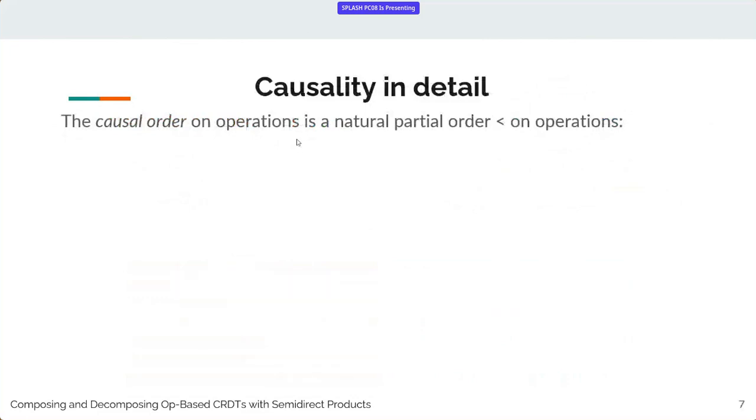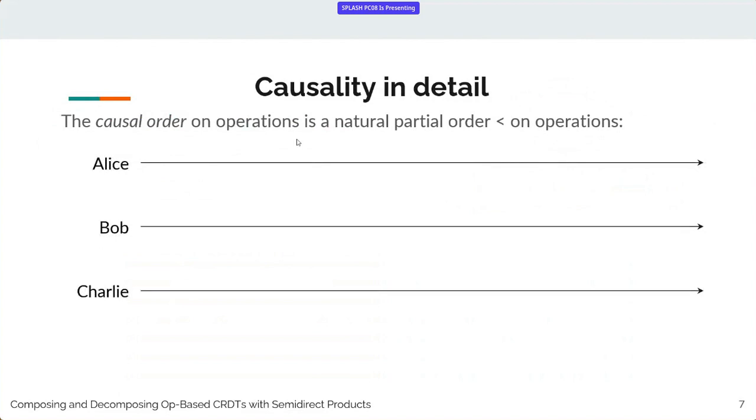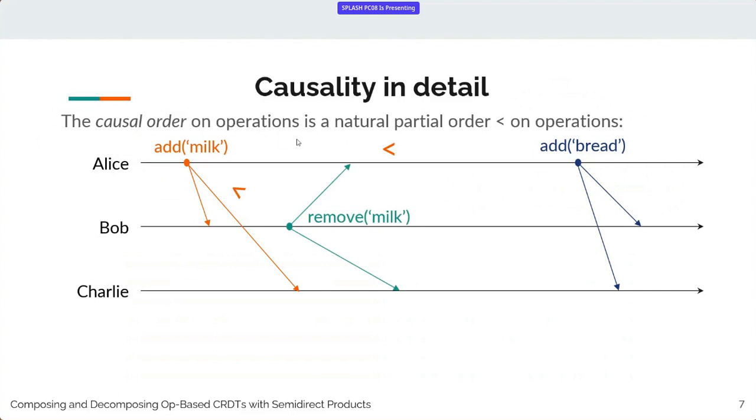The causal order is just a brief technical digression because it's important for our construction. This is a partial order on the operations performed by users, defined as follows. Here, Alice, Bob, and Charlie are 3 different users. Time goes to the right, and diagonal arrows are message sending. If we have 2 operations by the same user, like here Alice does add milk and later add spread, then we say the first operation is less than the second. Second rule: if Bob receives a message from Alice and then sends his own message, then we again get this less than relation. Add milk is less than remove milk.